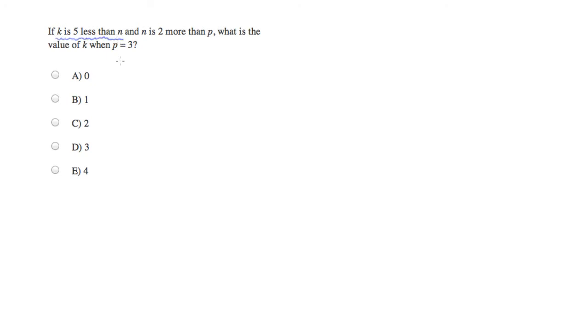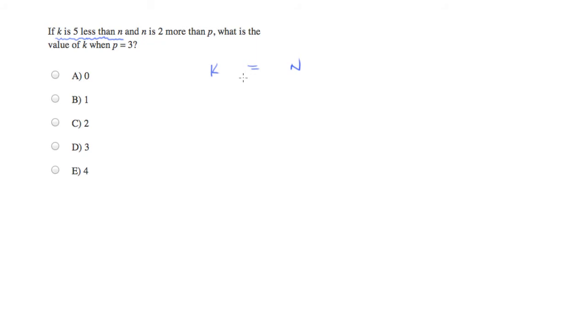to avoid making mistakes. So we have k is 5 less than n. So we know we're going to have an equation equating k and n. And one is 5 less than the other. So we're going to put a minus 5 somewhere. The question is, which side do you put it on? And this is where the errors occur, is when people put the minus 5 on the wrong side.